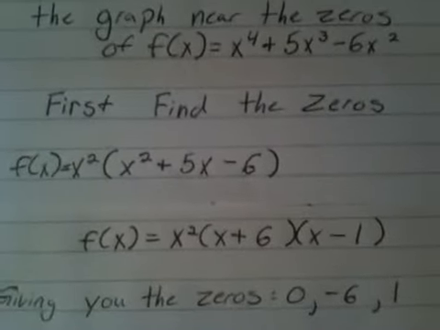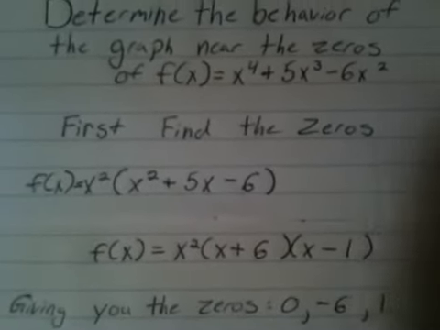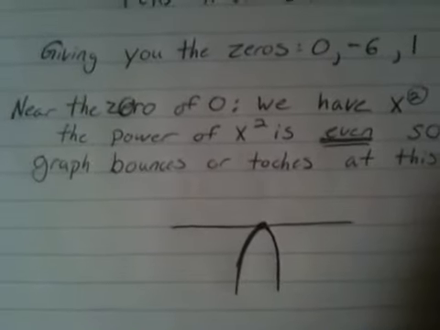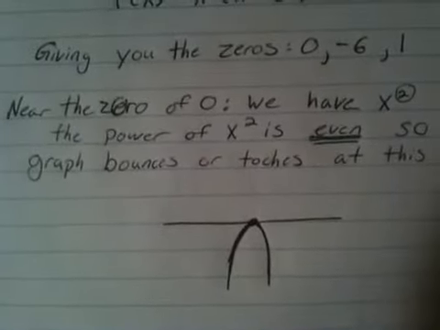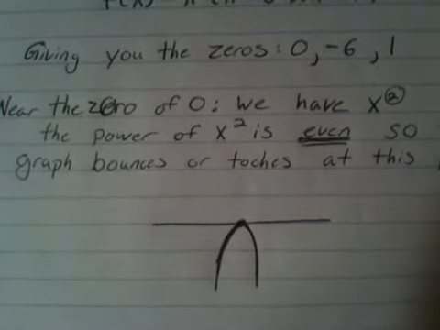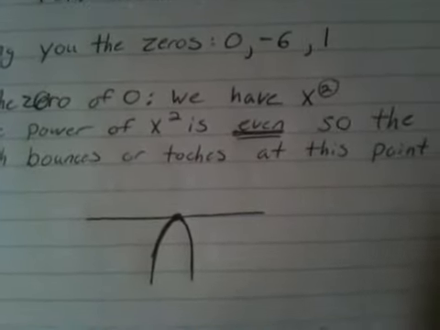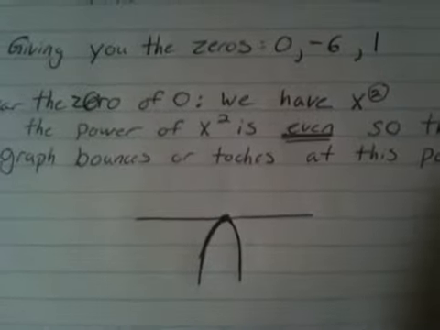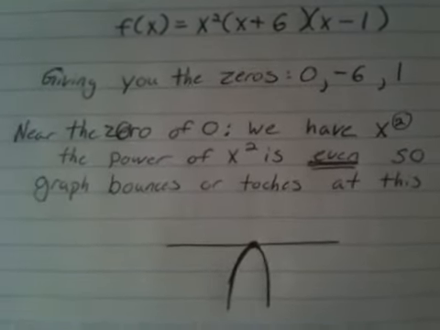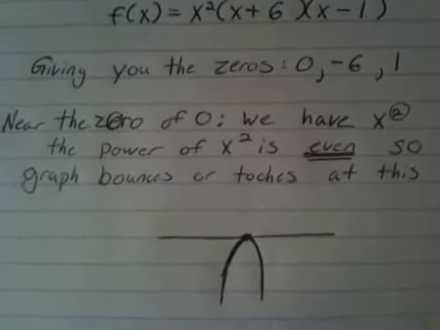Now that we have our zeros, we will start by finding the behavior near our zero of 0. Near the zero of 0, we have x squared. The power of x squared is even, so the graph bounces or touches at this point, like a parabola. Even though we know that, we still need to prove it algebraically.